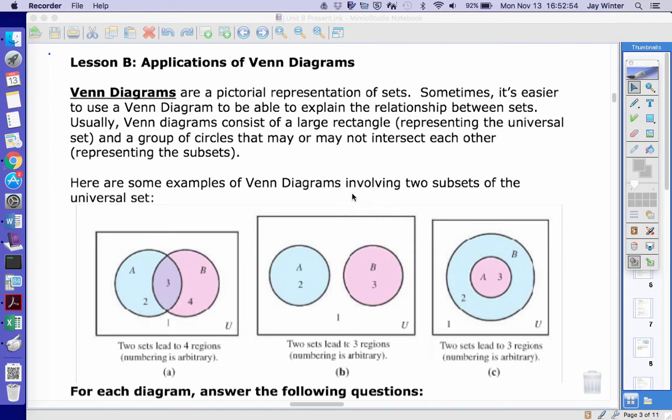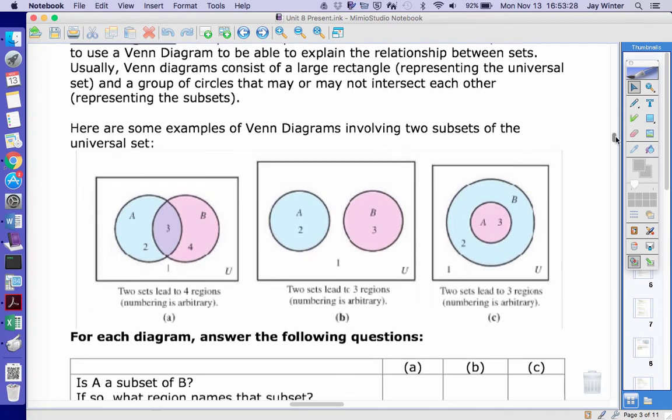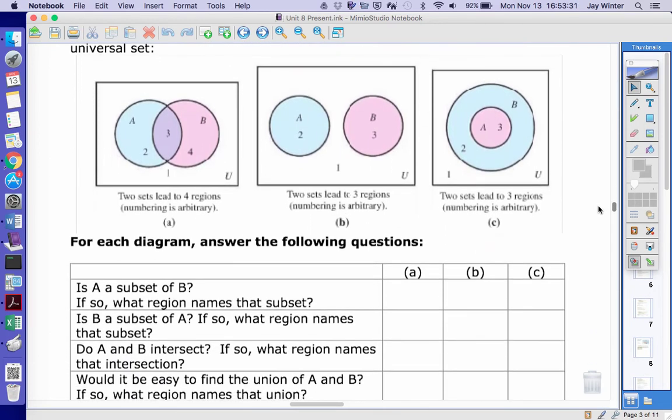The relationship could be where they have some elements in common, or they have no elements in common, or they have one set like A which is entirely within set B, and the universal set is everything else that's outside of B. So I encourage you to watch the other two videos on my website about how you can shade Venn diagrams. Those are for the homework problems, and some of the other problems will appear in this video right here.